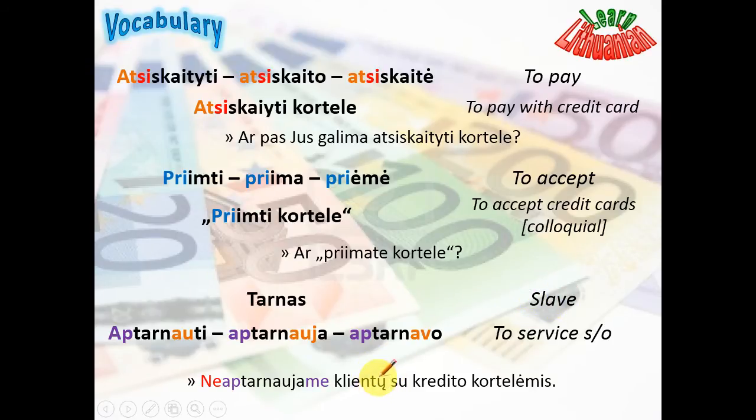Klientų is genitive, because this is a negative verb. Remember, if there is a positive verb, a normal verb, that uses accusative, because aptarnauti klientus, just like a normal verb, requires accusative. But if it's a negative verb, the accusative always turns to genitive. So klientas is a client, klientai, clients, and klientų, of clients, literally, is the plural genitive. Remember that all plural genitives end in u nosinė, just like this word. Klientas, klientai, klientų. Neaptarnaujame klientų su kredito kortelėmis.